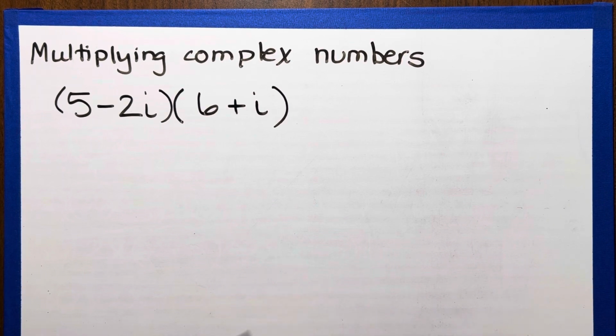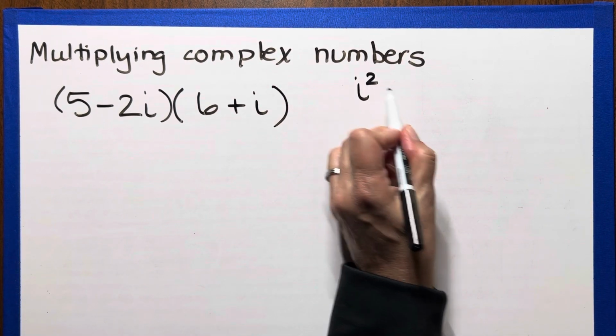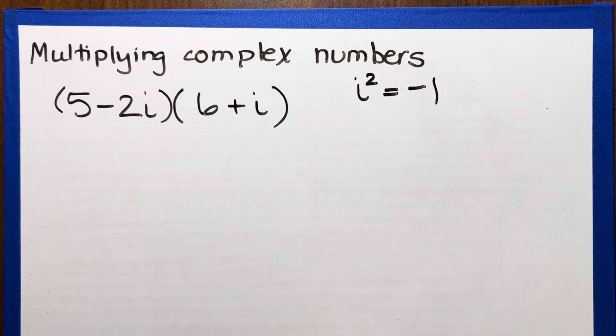Before we begin, I'd like to remind you that the most important value to remember in imaginary numbers is i squared. i squared is always equal to -1. That's really important when we are multiplying and later doing division with complex numbers.